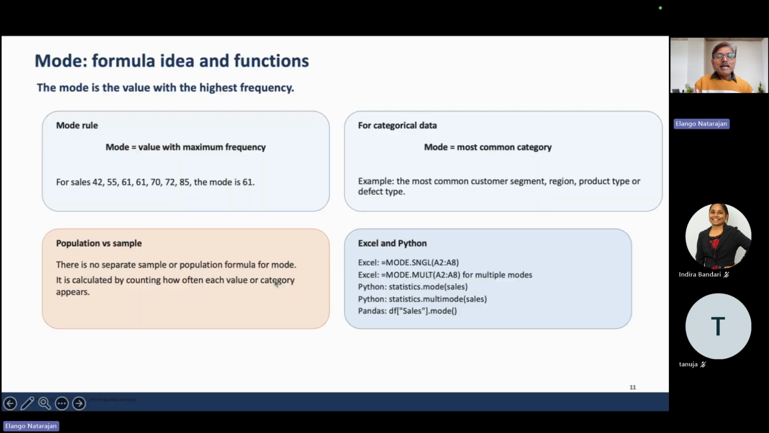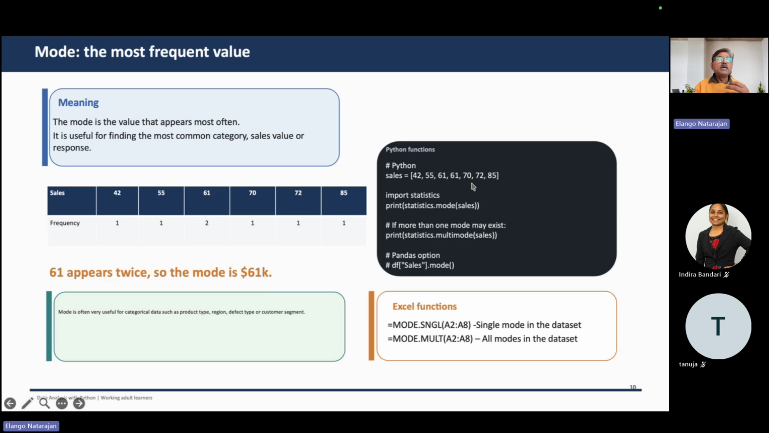Sometimes we may have two numbers appearing an equal number of times, or three numbers appearing an equal number of times. So there will be multiple modes. In Excel, you can use the mode function if only one mode appears in your data set. You can use the next one, mode.mult, if you have multiple modes in your data set.